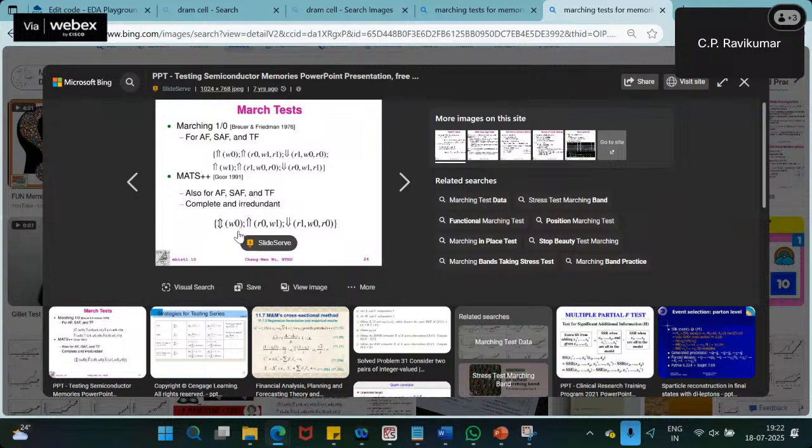No, I didn't write this one. This is called MATS plus plus. So in some order, write all zeros. In the increasing order, read a 0 and then write a 1. And in the decreasing order, whatever one you had written, you try to read it, then write a 0 and then read it back. So this is known as the MATS plus plus algorithm. Like this, you will find many algorithms.